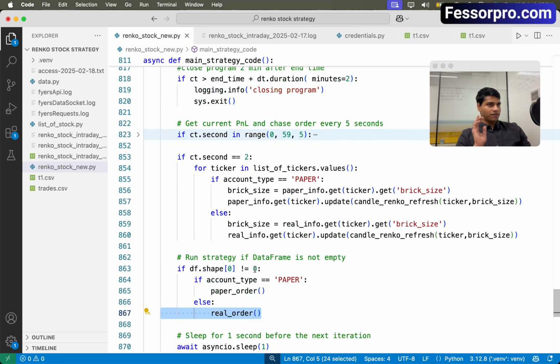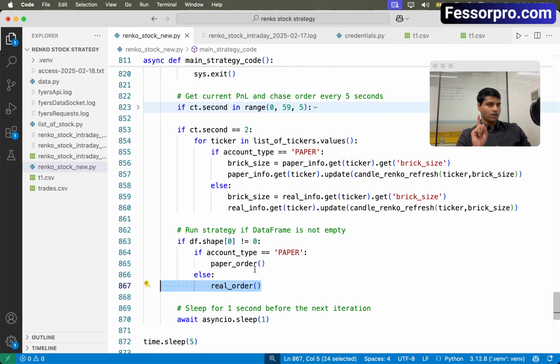Okay. Now everything else I have explained. The only two things I have to explain now are this paper order and real order function. Now both of them are exactly the same. In the paper order function, I'm writing the trades into the CSV file, whereas in the real order function, along with writing the trades in a CSV file, I'm also placing a real order into the market, right? So both of them are almost the same.